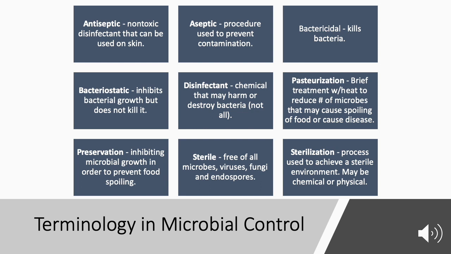An antiseptic is a disinfectant that's non-toxic. That's one that can be used on skin. So Betadine, hydrogen peroxide, those sorts of things. Aseptic is simply a procedure we use. It's not really a chemical, it's just a procedure that's used to prevent contamination of a disinfected area.